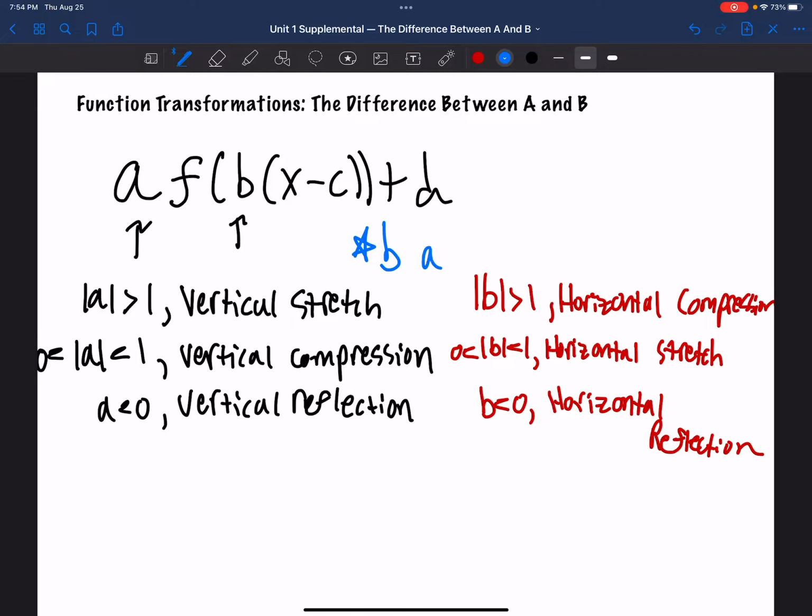B affects horizontal shifting. A does not. That's the difference, okay? And that's why we would really care about this business in the first place. So let's look at a couple examples here.